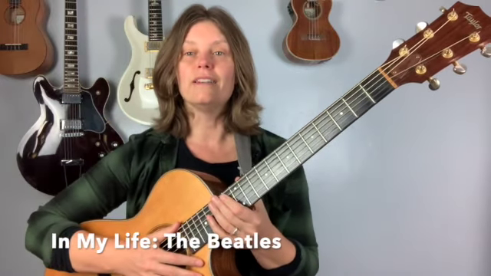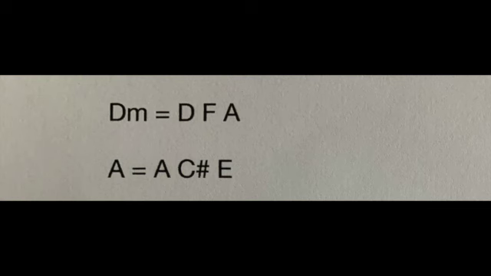So example number 1 is going to be In My Life by the Beatles. It's in the key of A, so your 1, 4, 5 would be A major, D major, E major, but they're going to take that D major and turn it into a D minor. So if we look at the notes in that D minor chord, we have D, F, and A. The notes of the A major chord are A, C sharp, and E.